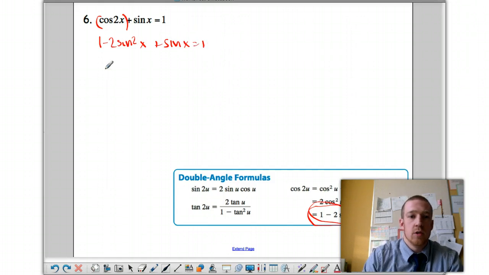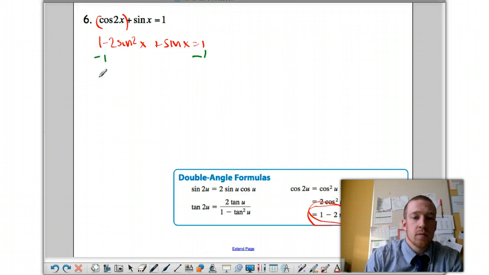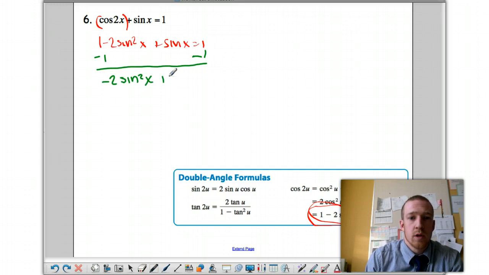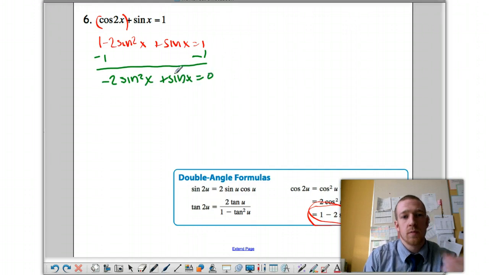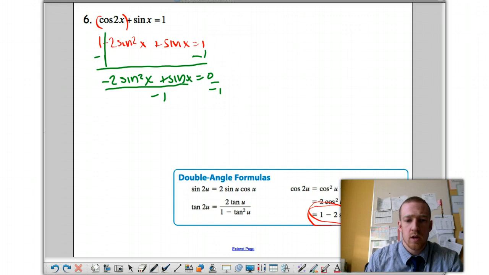So now I'm going to collect like terms. And so I'm going to subtract 1 over to this side. And I've got negative 2 sine squared x plus sine x equals 0. That cancels, right? I'm going to divide both sides by negative 1. If I divide both sides by negative 1, that's legit, and that just takes care of this minus sign, which I don't really like.